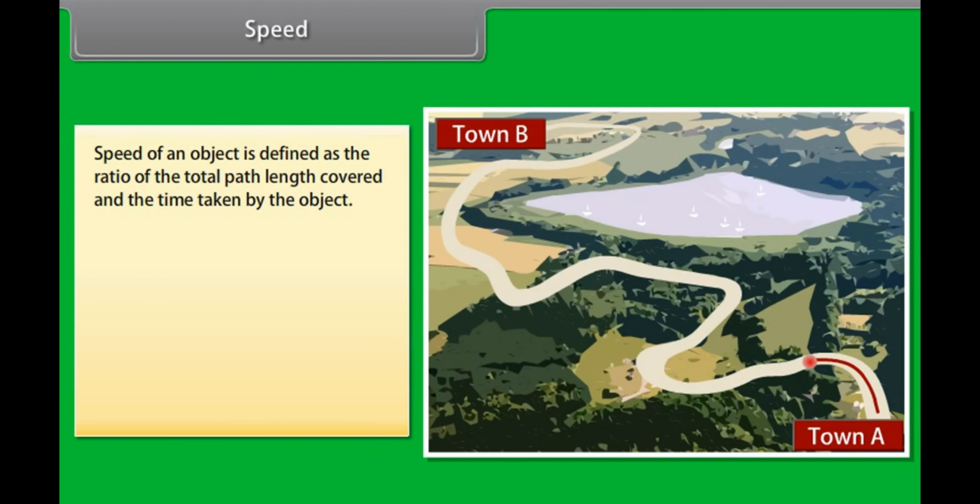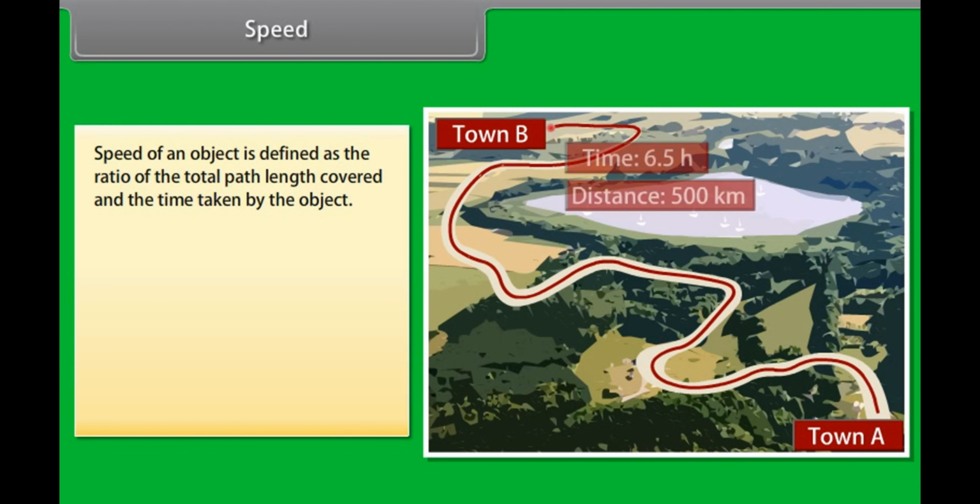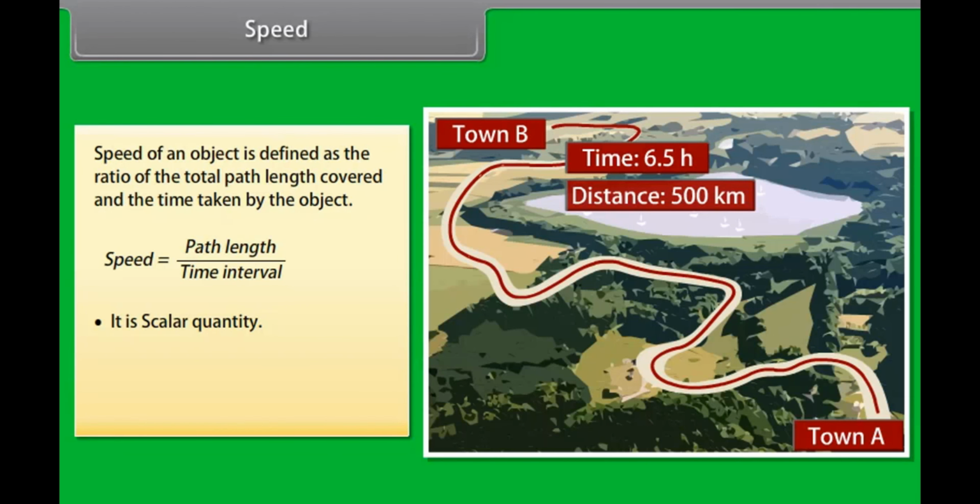Speed of an object is defined as the ratio of the total path length covered and the time taken by the object. Therefore, speed is equal to path length upon time interval. It is a scalar quantity. SI unit is m s^-1. Dimensional formula: M^0 L^1 T^-1.